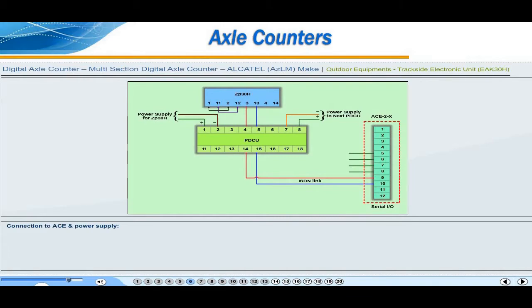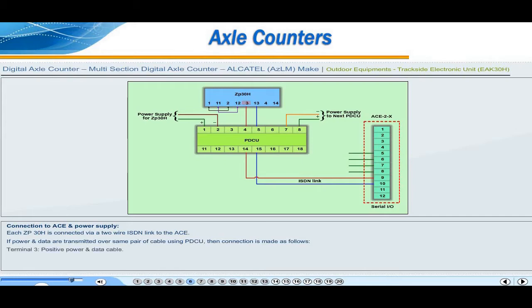Connection to ACE and power supply. Each EZP30H is connected via a 2-wire ISDN link to the ACE. If power and data are transmitted over the same pair of cable using PDCU, then connection is made as follows. Terminal 3 is positive power and data cable. Terminal 13 is negative power and data cable. Terminal numbers 1 and 2 and 11 and 12 are required to be looped.